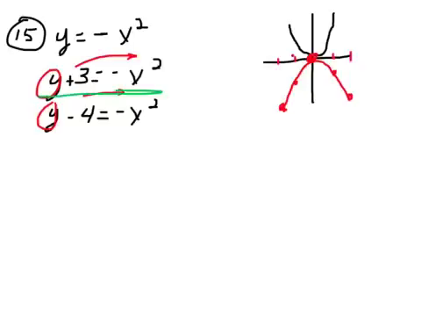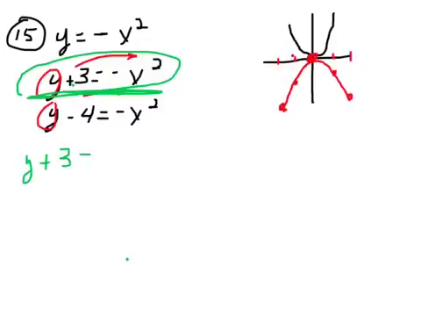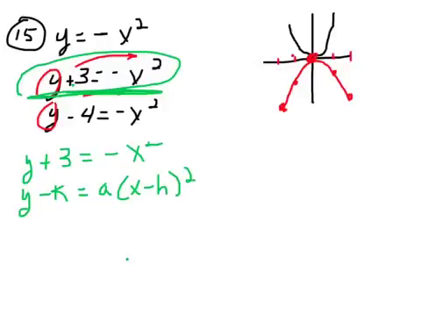Let's look at this one right here. I'll graph this one in green. What this is telling me, if I think about it, this y plus 3, remember how the h, k tells me the new vertex, but it also is the horizontal and vertical shift. Okay? So when I see y minus k, this k is a vertical shift.